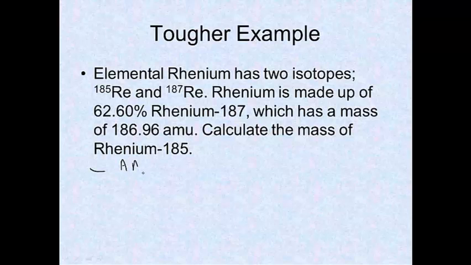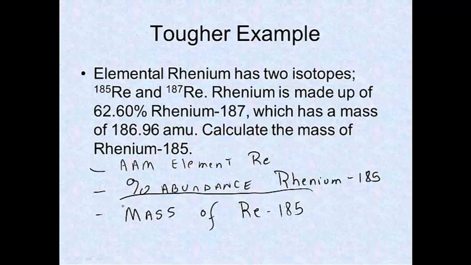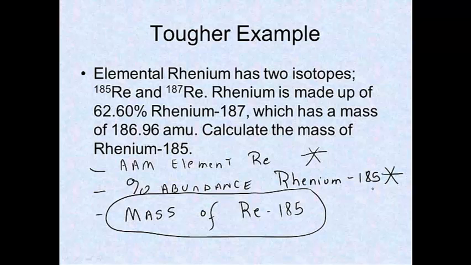I need to know the average atomic mass of the element rhenium. I need to know the percent abundance of the rhenium-185. And the question is asking me for the mass of the rhenium-185. Alright, so now notice there's three unknowns. You can't do an algebra problem with three unknowns. This is what the question's actually asking you for. That means this guy and this guy have to be in the problem somewhere, have to be obtained intuitively from the problem.